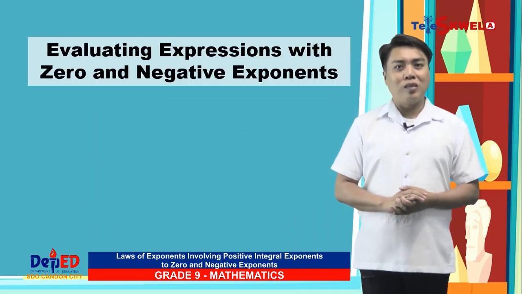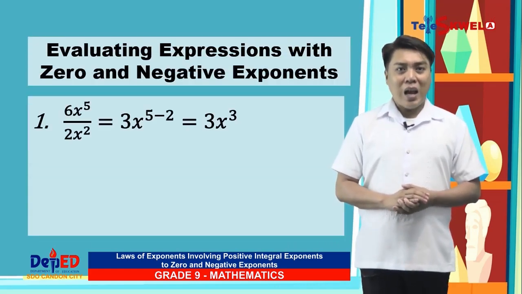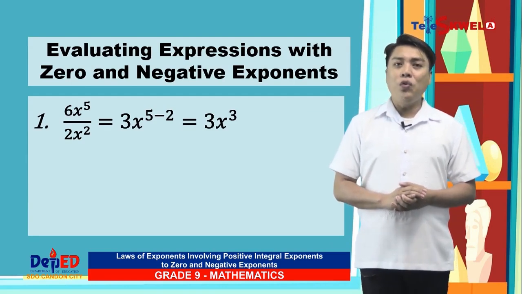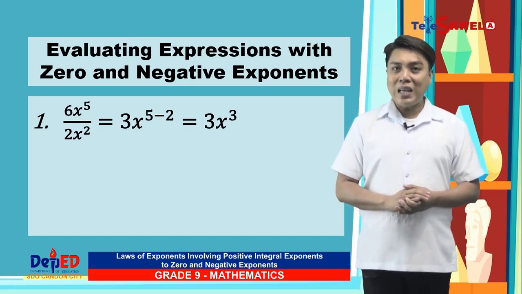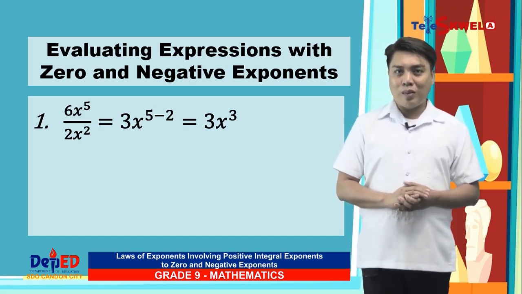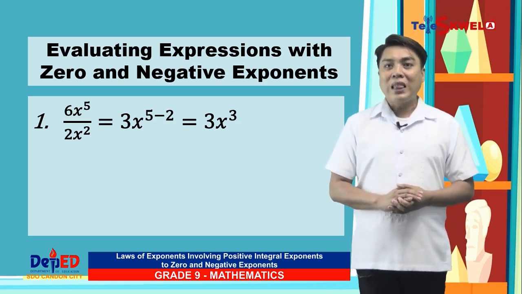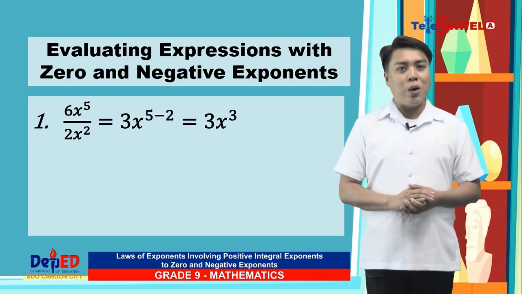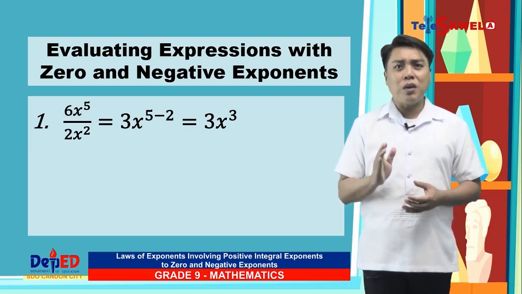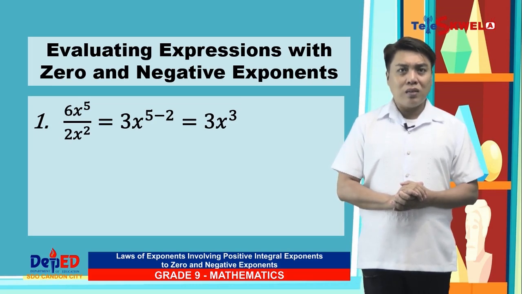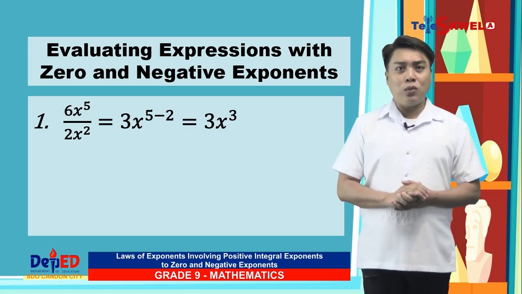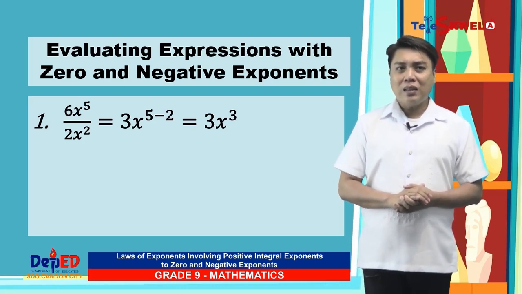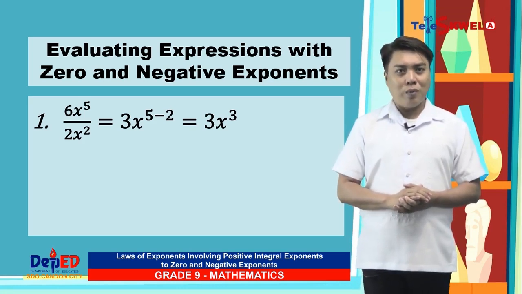Here are the examples. First, 6x raised to the 5th power all over 2x raised to the 2nd power is equal to 3x raised to 5 minus 2, and that is equal to 3x raised to the 3rd power. The exponent in the numerator is greater than the exponent of the denominator. Thus, we will have 3x raised to 5 minus 2. Therefore, the answer is 3x raised to the 3rd power.